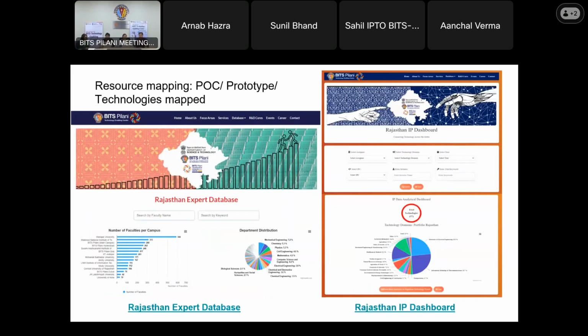And next, the two most important dashboards and resources that we have mapped till now. One is the Rajasthan Expert Database.